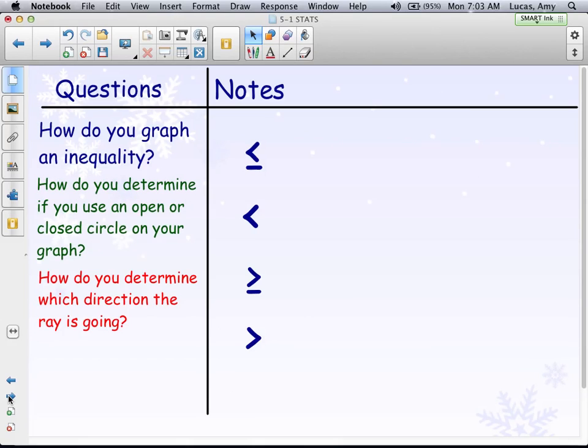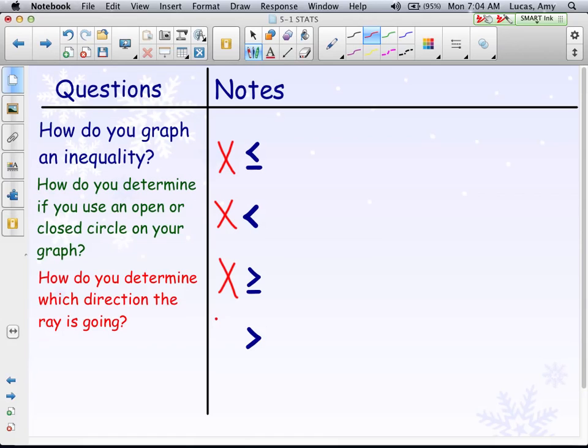Okay, let's shift over to talking about graphing. When you graph an inequality, you are graphing on a number line. How do you graph an inequality? How do you determine if you use an open or closed circle on your graph? And how do you determine which direction the ray is going? Well, when your variable is on the left-hand side, so if your variable is over here on the left of your symbol, there's a shortcut that you can use.